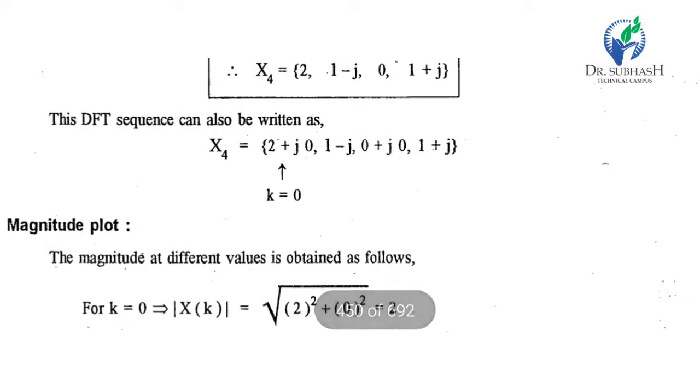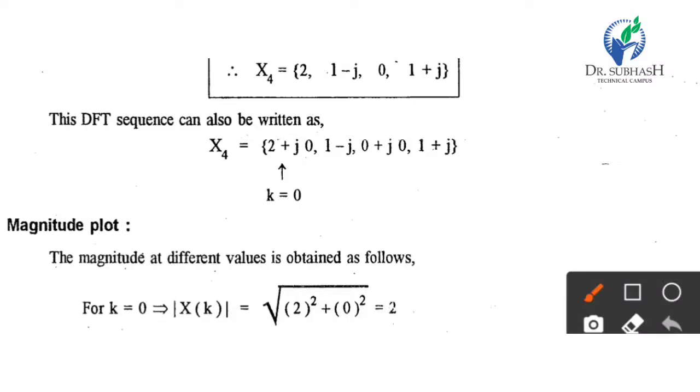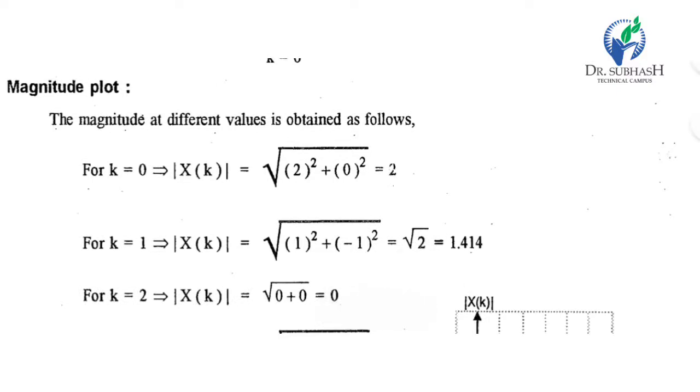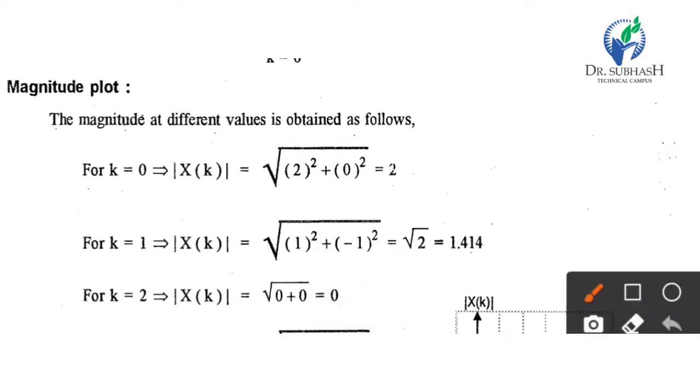So this DFT sequence can also be written as 2 plus j 0. There is no imaginary part, so it is 0 multiplied with j, then 1 minus j, 0 plus j 0, and 1 plus j. The first term is k equal to 0, then k equal to 1, k equal to 2, and k equal to 3. For the magnitude plot, the magnitude at different values is obtained as follows.